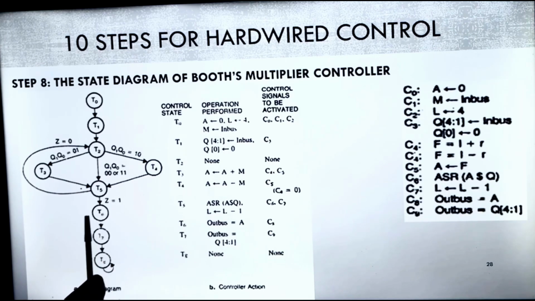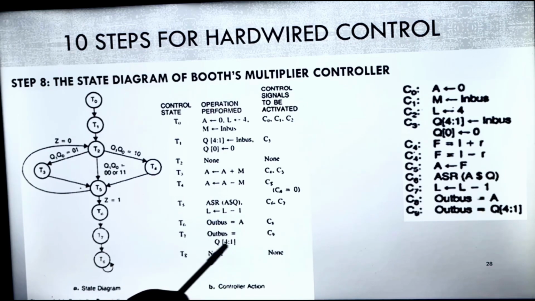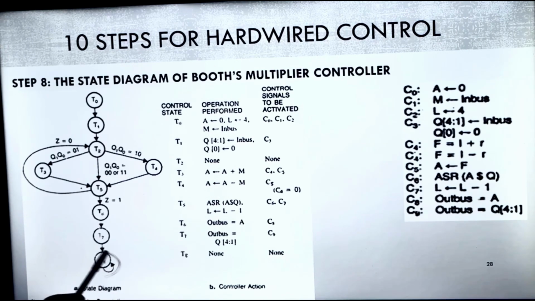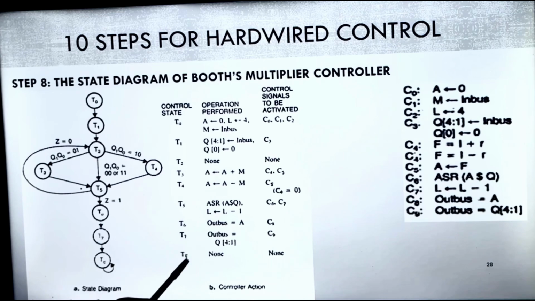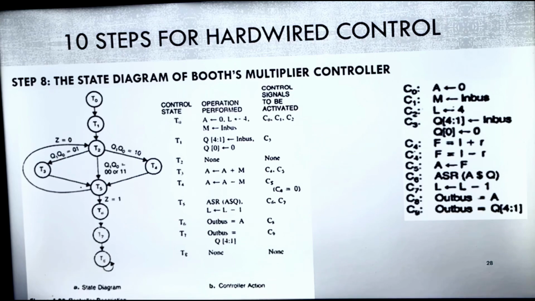Once everything is done, I'll come to T6. In T6, I'll send this A to the user. In T7, I'll send Q1 to Q4, not everything, because Q0 is Q minus 1, right? Then the last state is the halt state, which we have already seen in the last video. So the result will keep looping in this state T8 until you reset the controller. It will be self looping. I hope step 8 is also not so difficult, right?